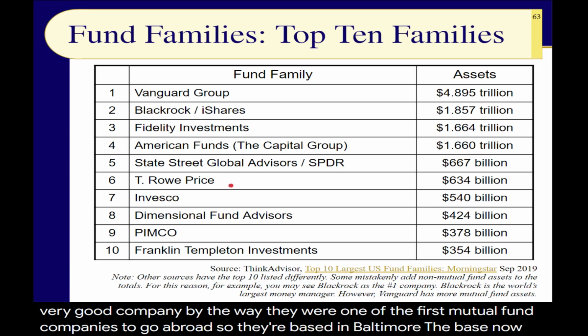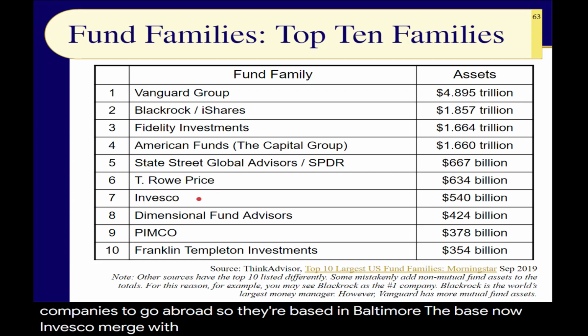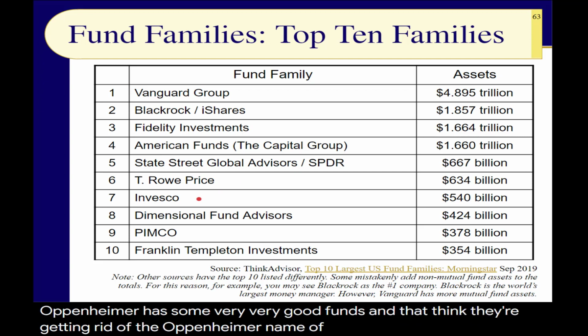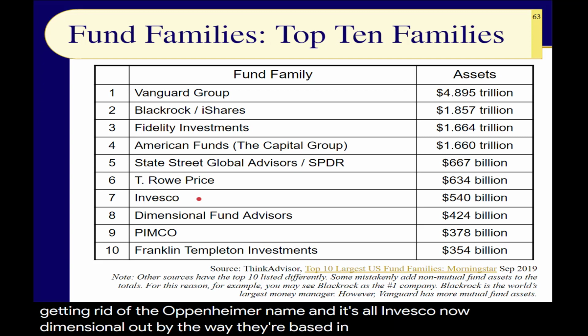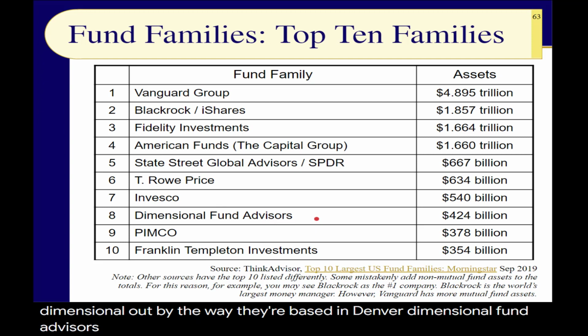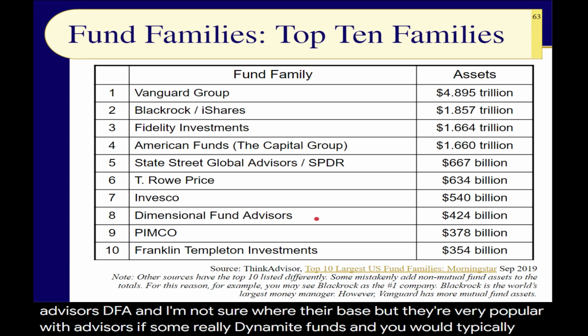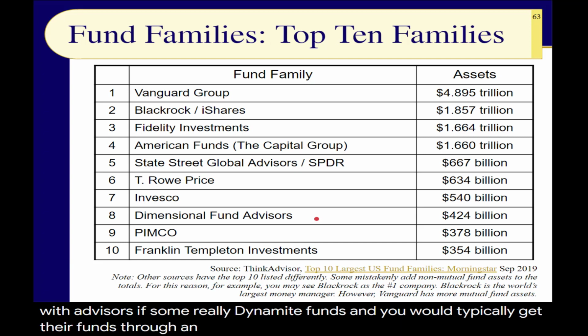Invesco merged with a company called Oppenheimer, which had some very, very good funds, and I think they're getting rid of the Oppenheimer name, and it's all Invesco now. By the way, they're based in Denver. Dimensional Fund Advisors, DFA. Now, I'm not sure where they're based, but they're very popular with advisors. They have some really dynamite funds, and you would typically get their funds through an advisor. So they cater to the advisors.